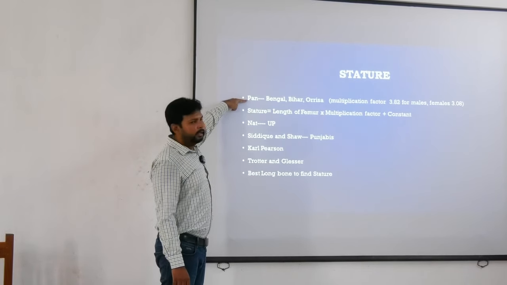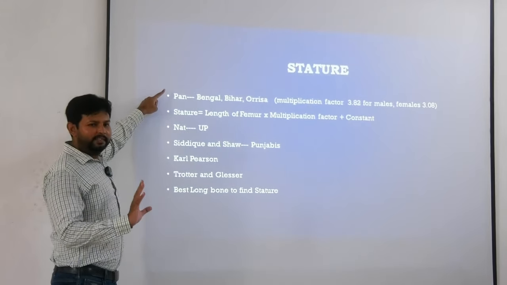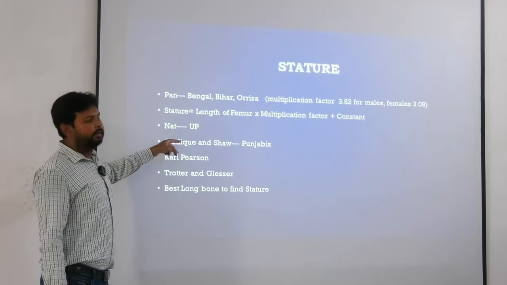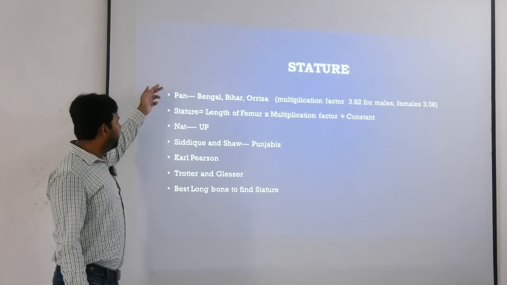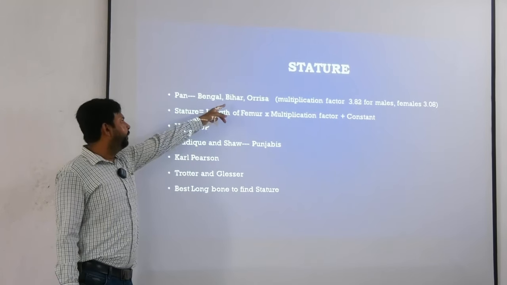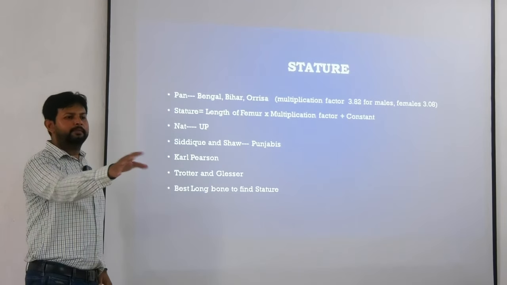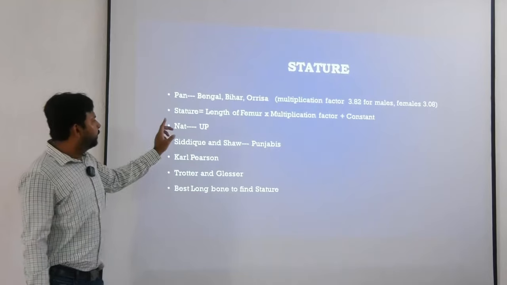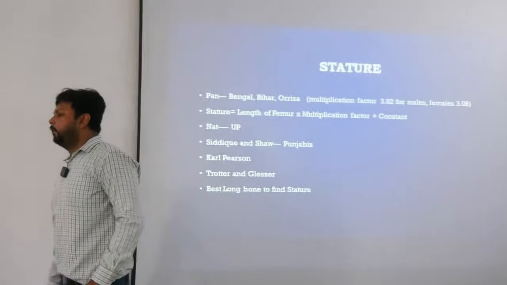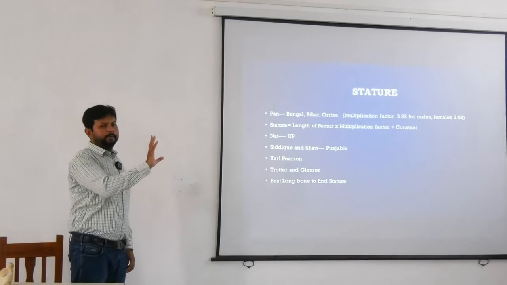This study has been done by Pan, one forensic medicine expert, okay? Then there is Nath, Siddiqui and Shaw. These anthropologists have done anthropological studies for the population which included Bengali, Bihari and Odisha people. So this one you should remember because these bones are, I guess, from West Bengal itself, okay? So the multiplication factor would be 3.82 for males and 3.08 for females. This you must remember.